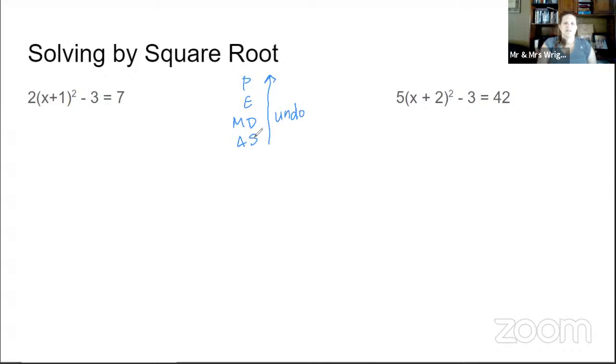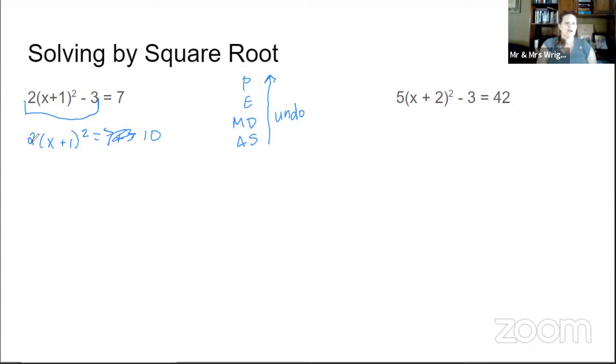So we need to undo the addition and subtraction first. When I look at this expression here, what do I see being added or subtracted? I see the minus 3. So I need to undo that one first. So I'm going to have 2 times (x plus 1) squared. I'm not going to do anything with that. And then my minus 3 is on the left, and I want to get it to the right. If I switch sides, I need to switch signs, so it becomes a plus 3. So 7 plus 3 is 10.